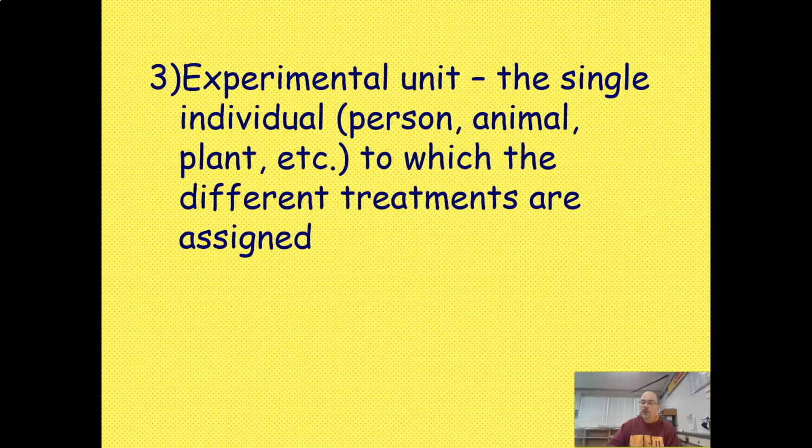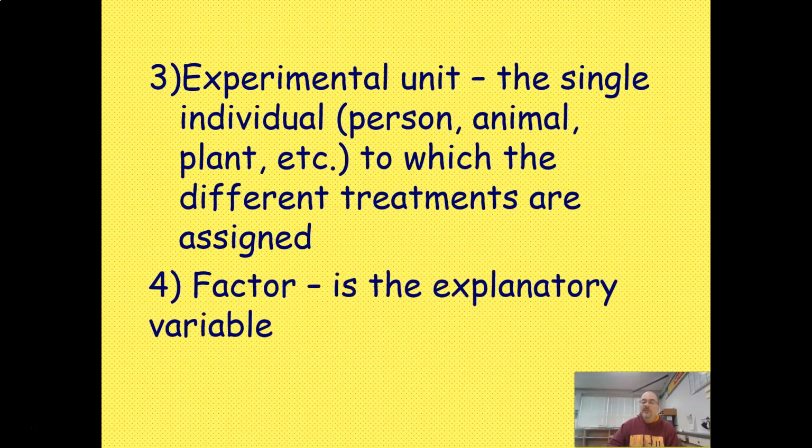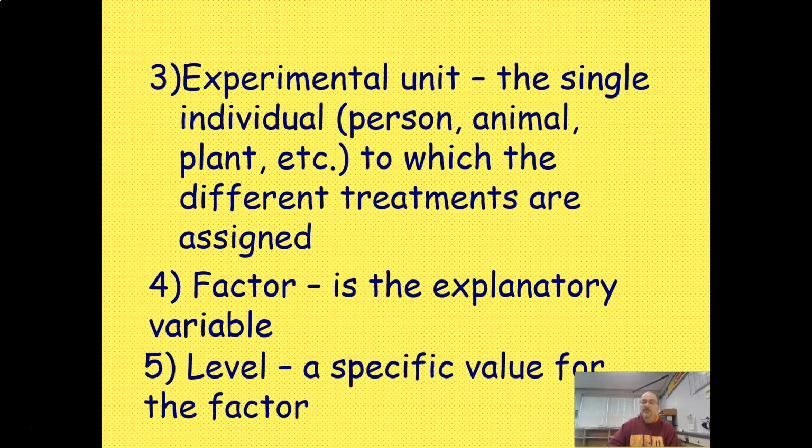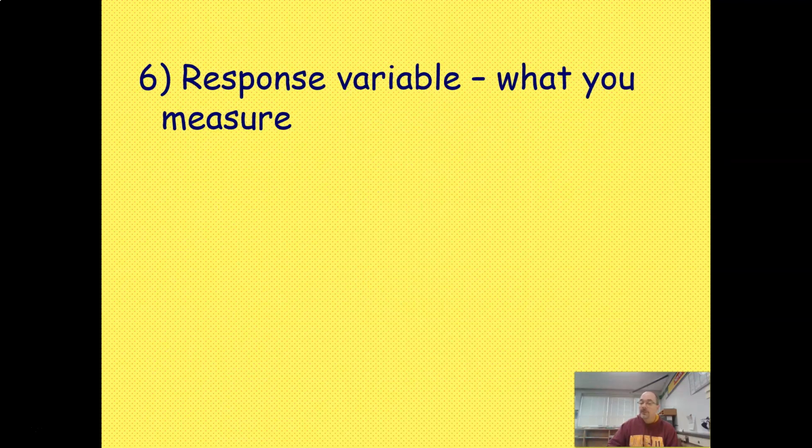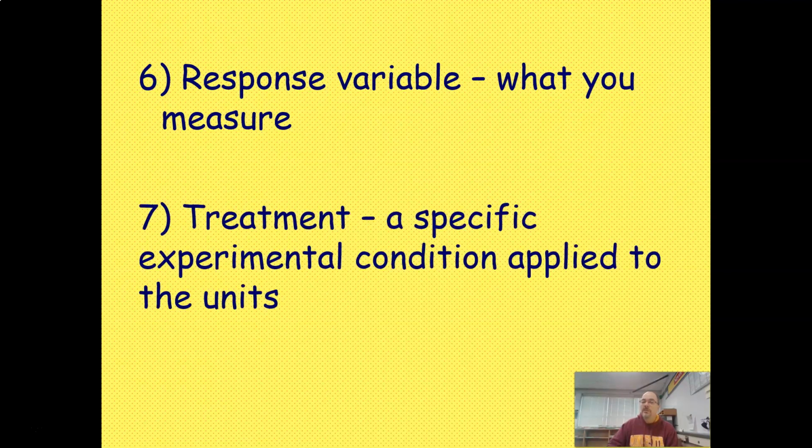Experimental unit: that is the single individual, that can be a person, animal, plant, etc., to which the different treatments are assigned. What is a factor? A factor is the explanatory variable. Level: a specific value for the factor. And obviously we have the response variable; that is what we measure. The treatment: a specific experimental condition applied to the units.